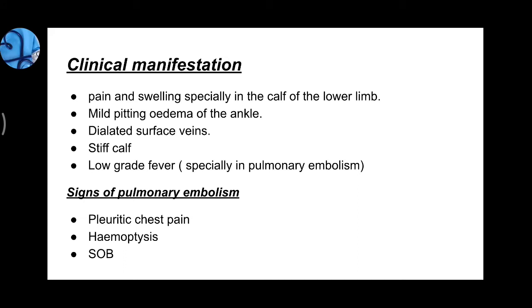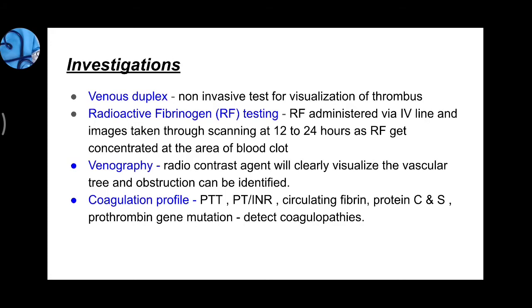Now let's move to the clinical manifestations. Pain and swelling, especially in the calf of the lower limb. Mild pitting edema of the ankle, dilated surface veins, stiffness of the calf, and low-grade fever. This low-grade fever occurs especially in pulmonary embolism. Signs of pulmonary embolism: pleuritic chest pain, hemoptysis, and shortness of breath.